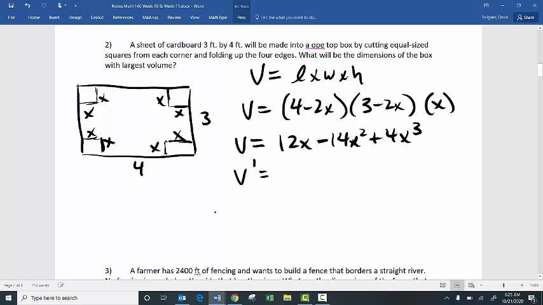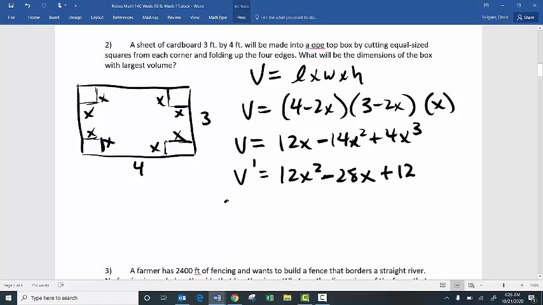So the derivative of v is v prime. That's what we're trying to maximize here. We're trying to get the largest volume. So I'm just going to rearrange these as I take the derivative. The derivative of 4x cubed is 12x squared. The derivative of 14x squared is negative 28x. And then the derivative of 12x is 12.